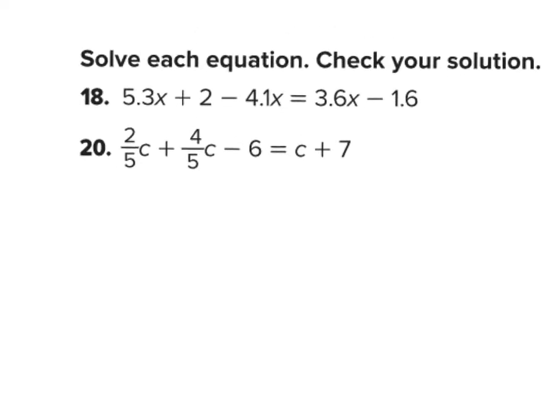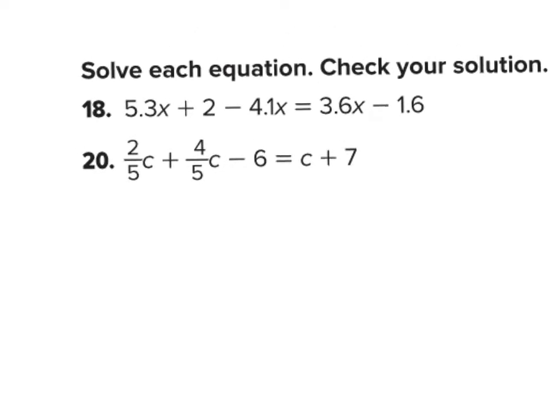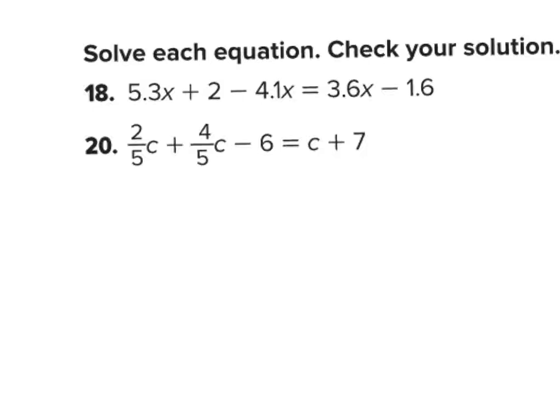Number 20, 2/5 times c plus 4/5 times c minus 6 equals c plus 7. Now I'm going to have you make sure that you write this problem down below so that way you can show your work and make sure that you give yourself some space so that we can get rid of our fractions. Now the reason we want to get rid of our fractions before we solve this problem is because when you get rid of fractions in an equation, it just makes the whole process easier.